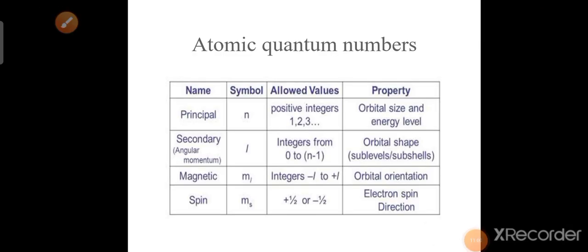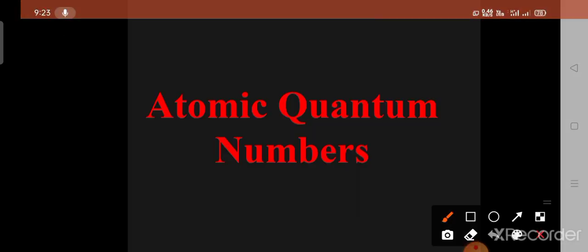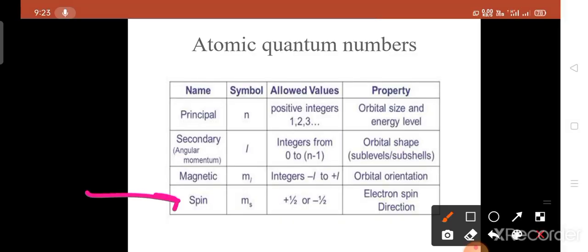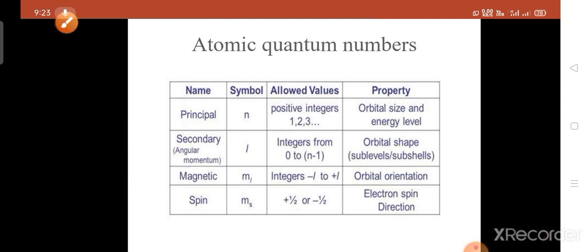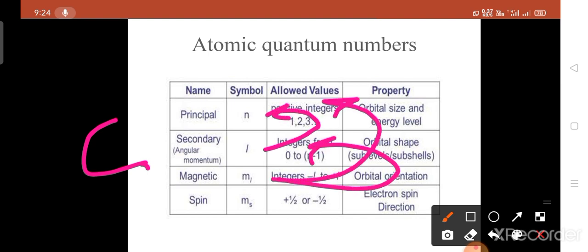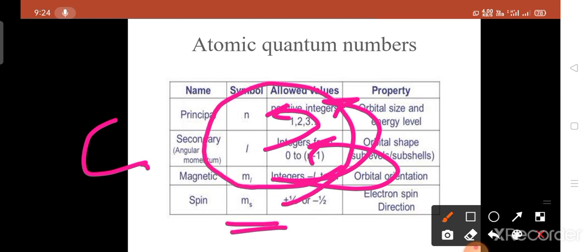Now we have to see the fourth type of quantum number. This is the electron spin quantum number. The electron spin quantum number is independent of the values of n, L and ml. We have seen that the principal quantum number is independent of any value, but the secondary quantum number, the azimuthal quantum number, depends on the value of n. The magnetic quantum number depends on the values of n and L, but the spin quantum number is independent of those three values.